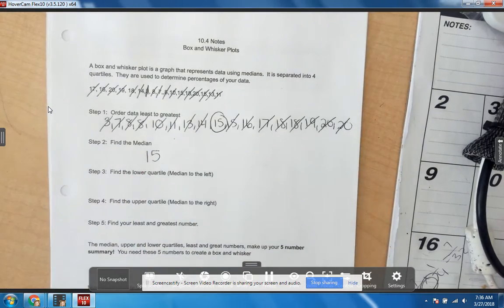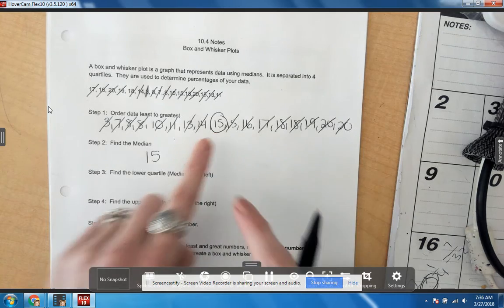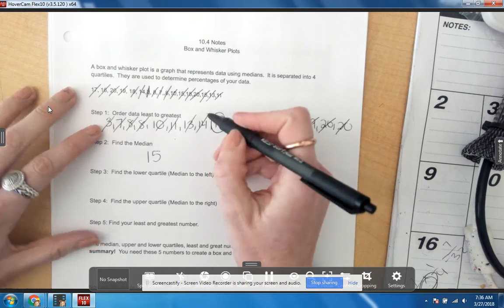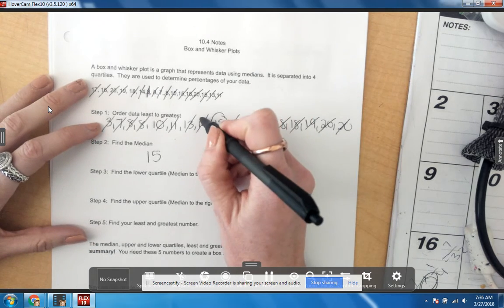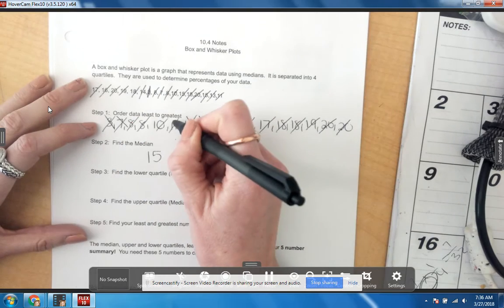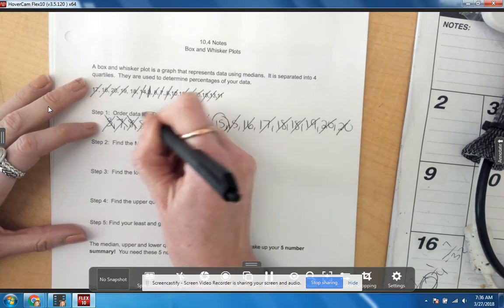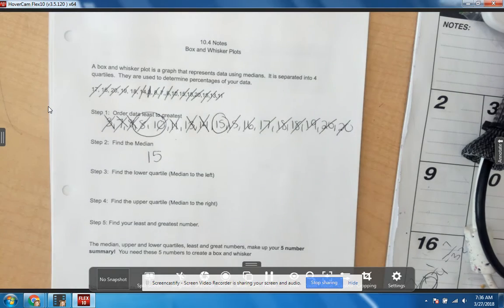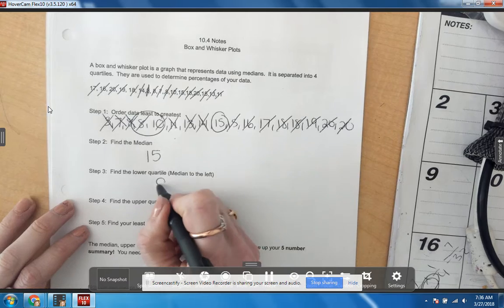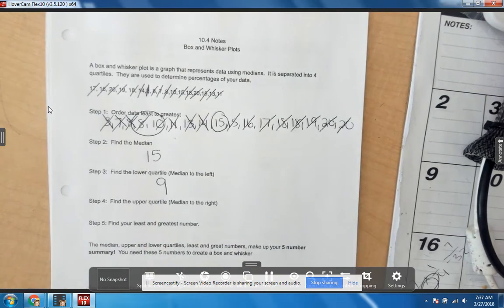Now, find the lower quartile. That means find the median to the left of the median. So here's the median. We're going to cross out left and right over here. So I cross in the opposite direction, so it looks like an X when I'm done, so I don't get confused here. So cross out 1 on this side, 1 on this side, and so forth. This time we have 2 numbers in the middle, so you add them up and divide by 2. So 8 plus 10 is 18, divided by 2 is 9. So my median to the left, which is called the lower quartile, is 9.